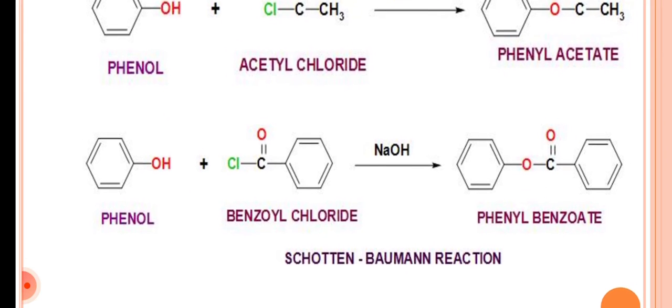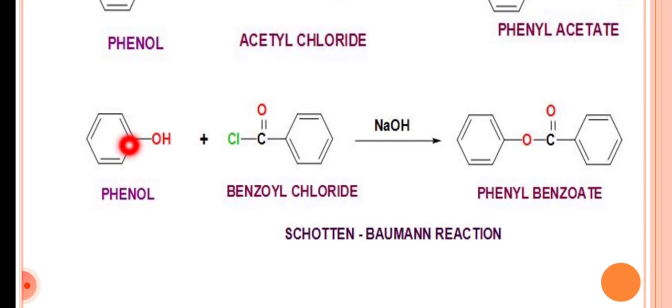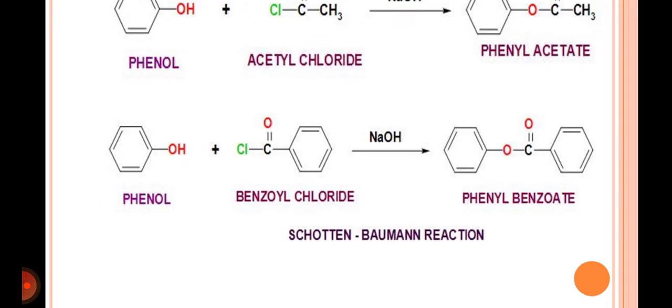Let's look at the second example. Phenol on reaction with benzoyl chloride in presence of sodium hydroxide gives formation of phenyl benzoate, which corresponds to the formula ArCOOAr. Here also HCl molecule will be liberated, and to neutralize that, sodium hydroxide is included in this reaction. This reaction is a very familiar one and is commonly known as Schotten-Baumann reaction.